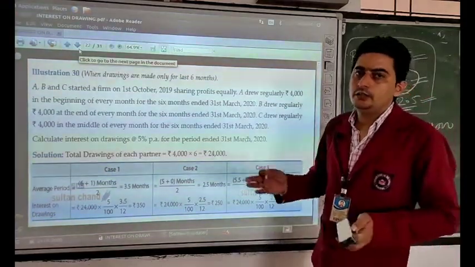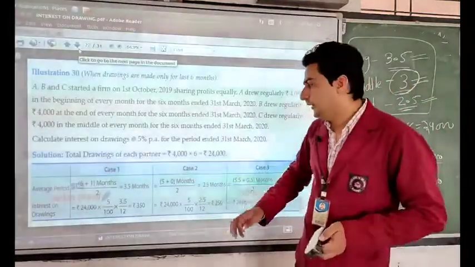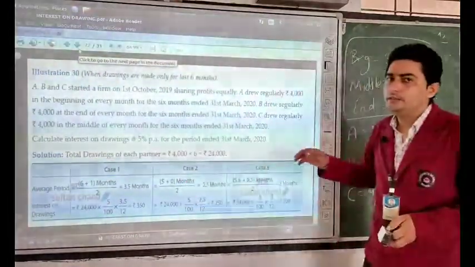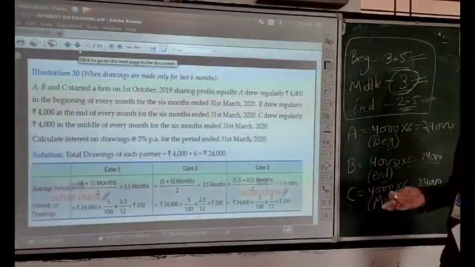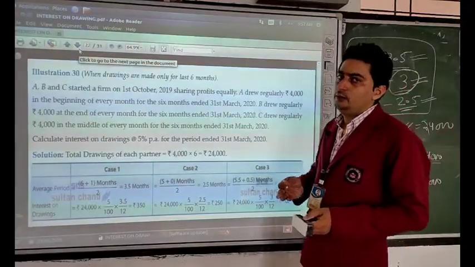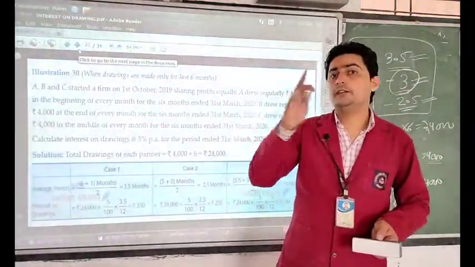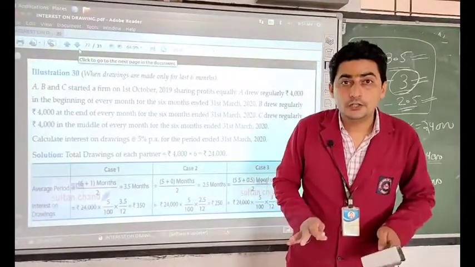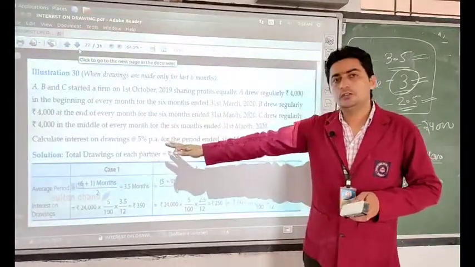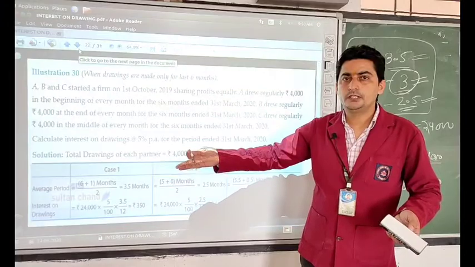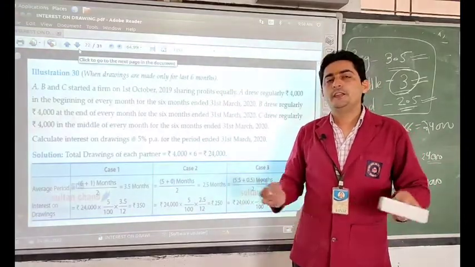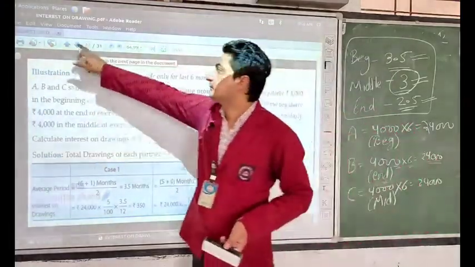So whether the duration is 6 months or 12 months, we will divide by 12 only, and we will find the average period of time with the formula. The formula is: average period is equal to months left after first drawing plus months left after last drawing, divided by 2. The percentage will be given in your question, 5% or 10%, whatever it is, you will calculate interest accordingly.